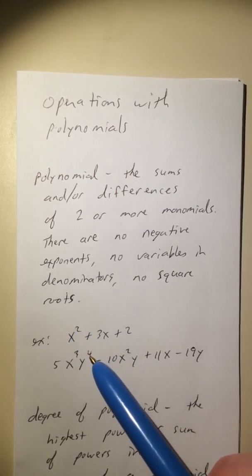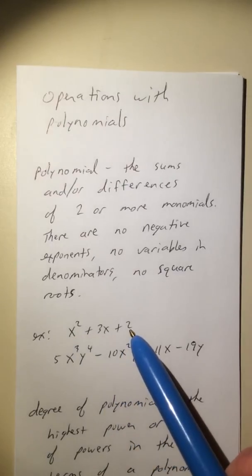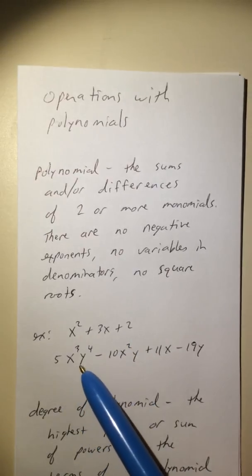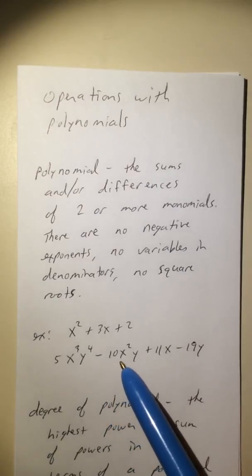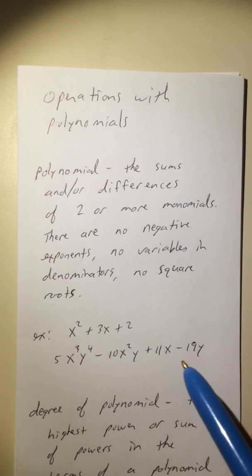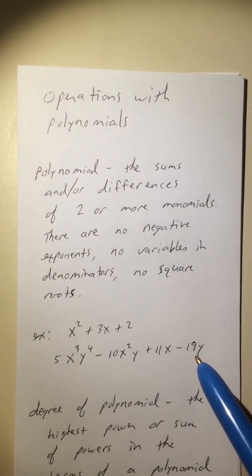So here are a couple of examples of things that are polynomials. x squared plus 3x plus 2, quadratic, we've seen lots and lots of those, that's a polynomial. We can have polynomials with multiple variables: 5x to the third, y to the 4th, minus 10x squared y, plus 11x minus 19y. They don't all have to have multiple variables. So this is an example of another polynomial.